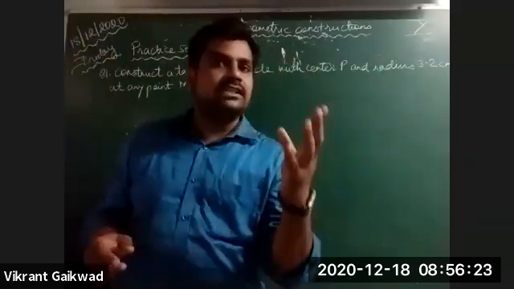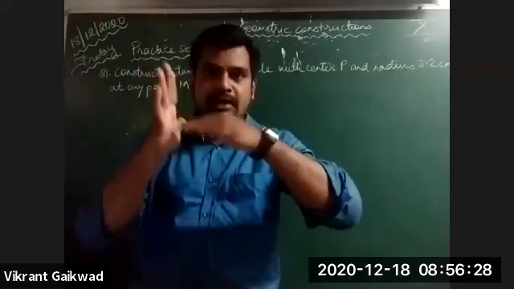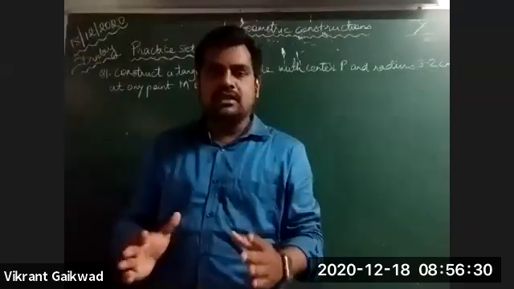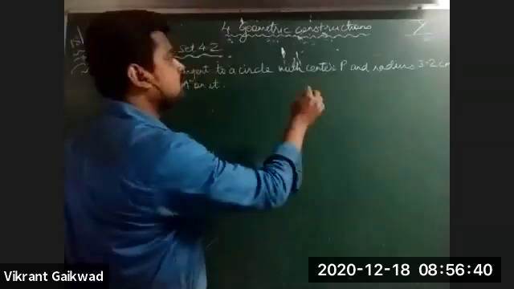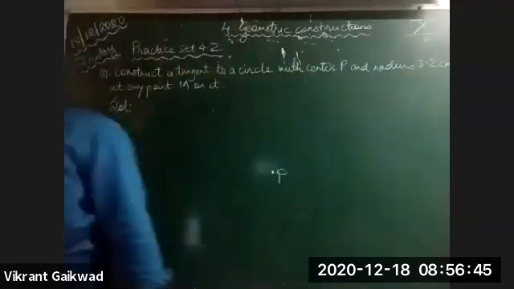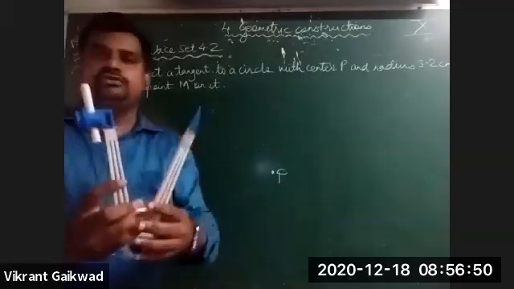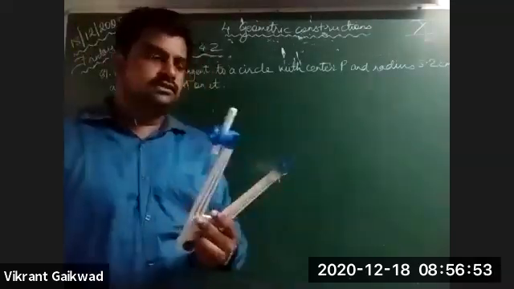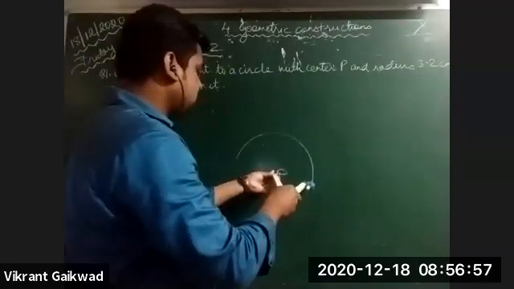Now for this construction, we are going to apply the tangent radius property. What is the tangent radius property? The radius and the tangent are perpendicular to each other. Is this clear? So let's begin with our construction. We'll take center P and draw a radius of 3.2 centimeters. So take a distance of 3.2 centimeters on your rounder. Is this clear to all? Keep the tip at P and draw the circle.